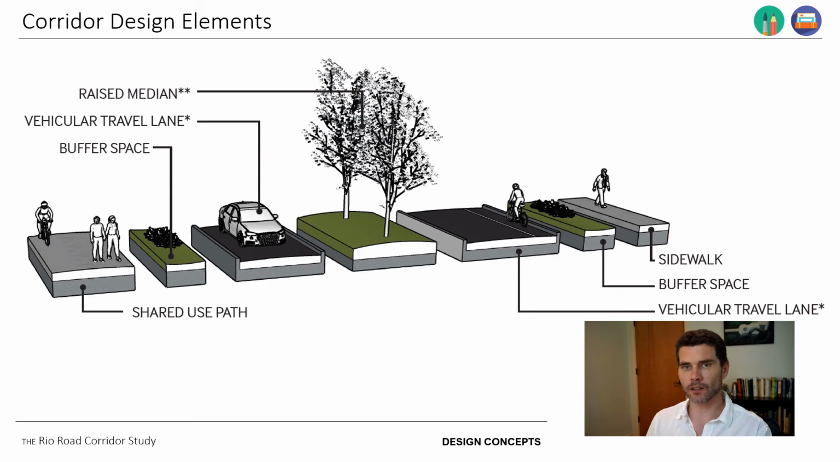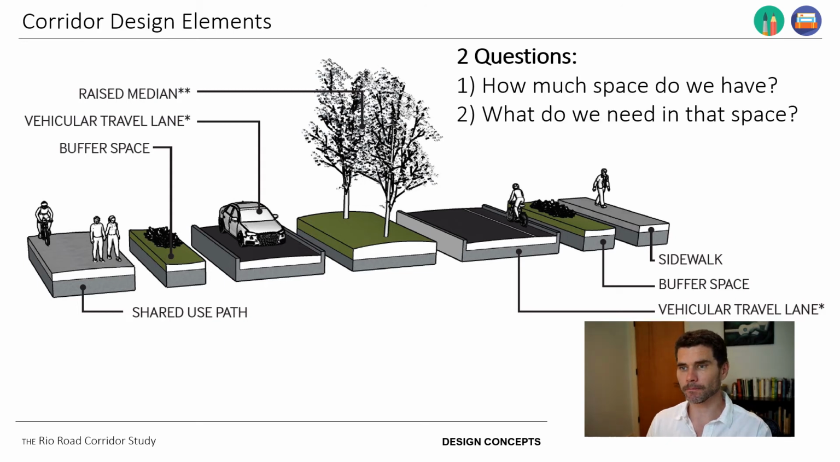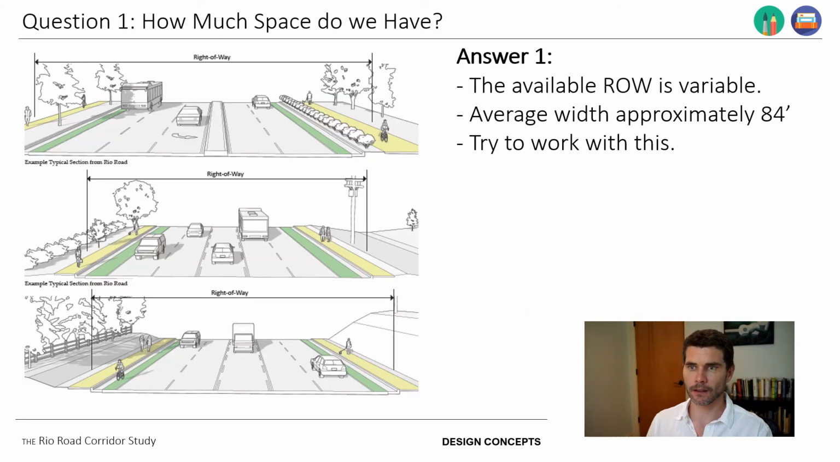And so we need to determine what we need and where to put it. So two questions to start us off. How much space do we have to work with? And what are we going to put into that space? So the first answer is the space we have to work with along the corridor is variable. This is what we refer to as the right-of-way. This is the public realm. This is public space. This is not land owned by any private entity. This is owned by the government.